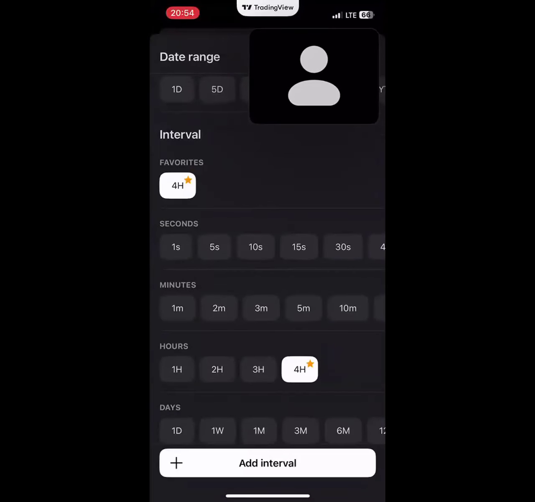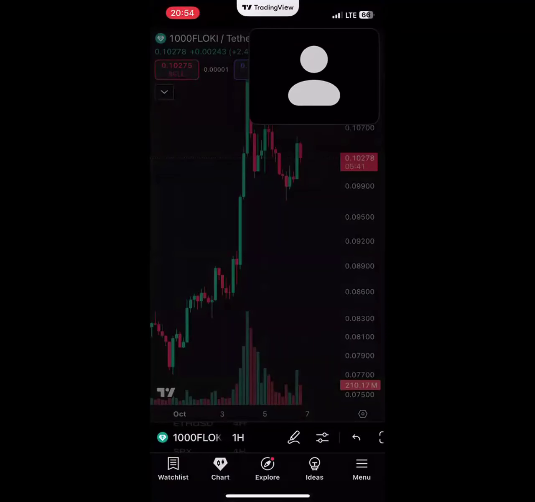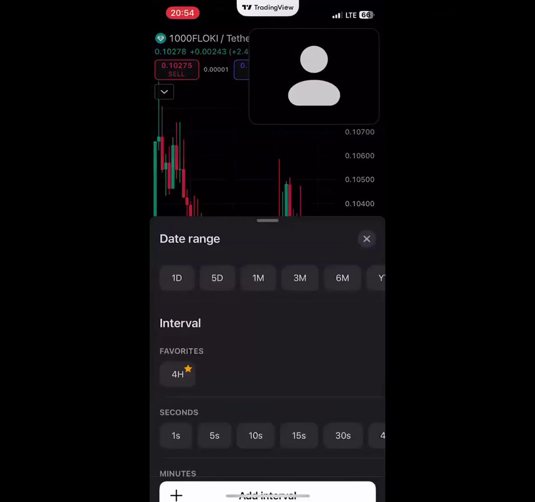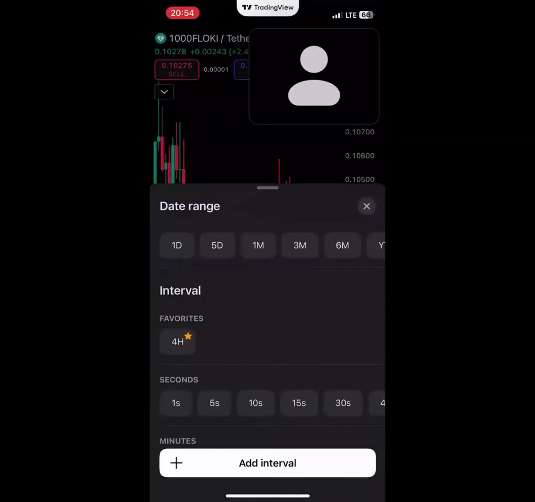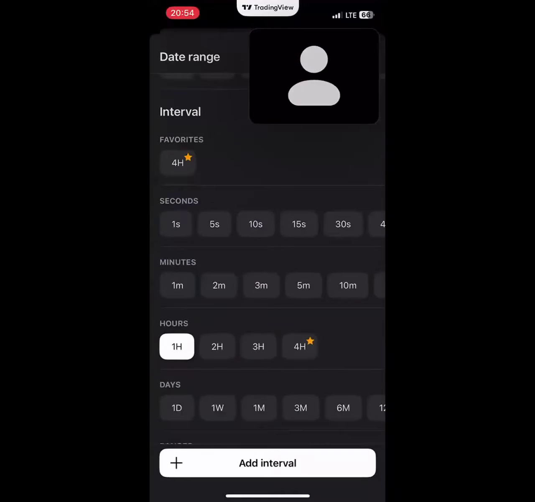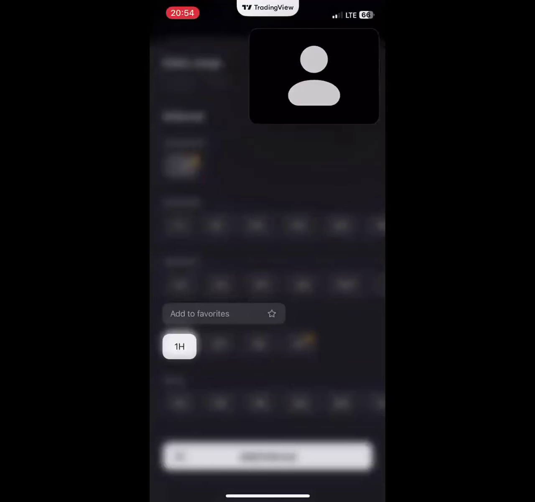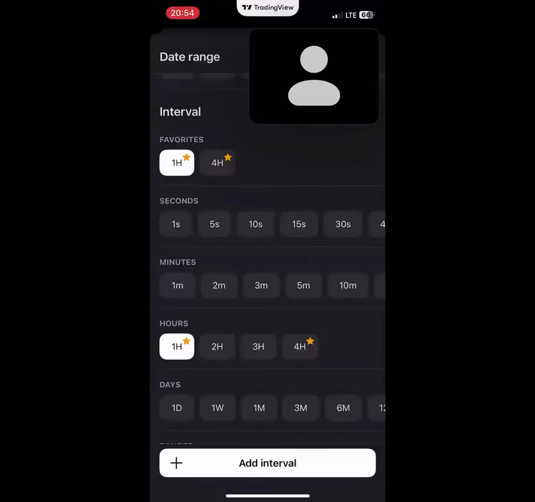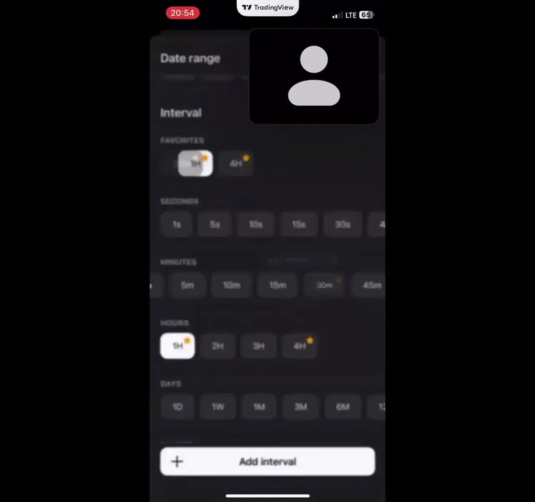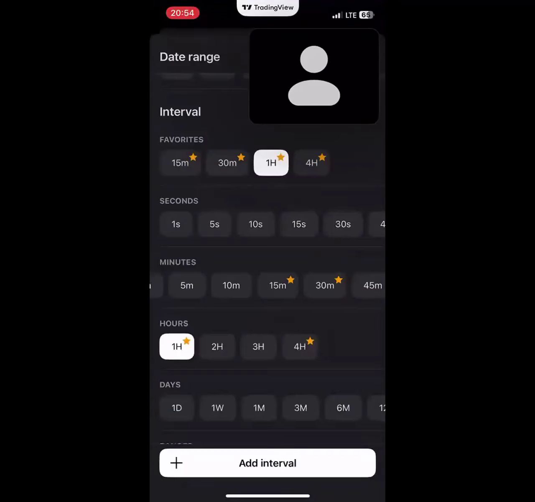Also, pick 1 hour. Do the same thing. Favorite it. Okay, do the same thing with 30 minutes and 15 minutes. Scroll, 30 minutes, favorite, 15 minutes, favorite. Okay, now you can scroll back down.